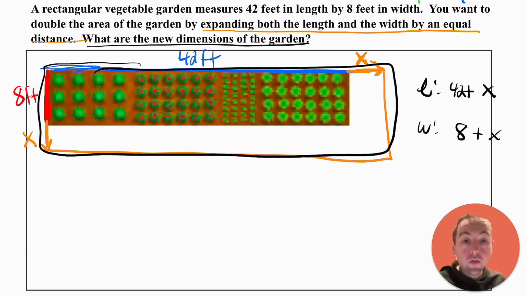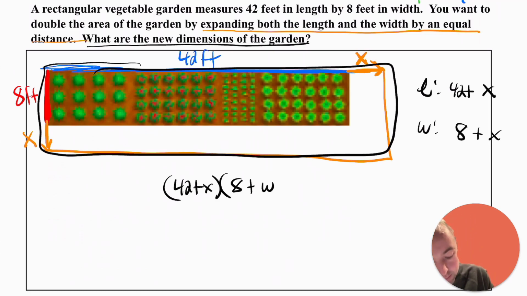And what we want is we want this new larger rectangle that I outlined here in black to have an area that's double of the current garden, right? So really, if I just take the length of 42 plus x for this larger black rectangle, and then I multiply it with the width of this larger black rectangle, then length times width should equal the area of this new garden, right? So currently, our old garden, the 8 by 42 one, would have an area that's equal to 8 times 42, and 8 times 42 is equal to 336.